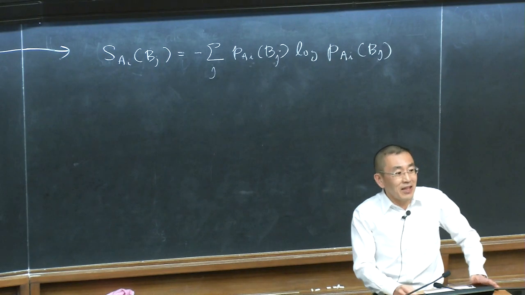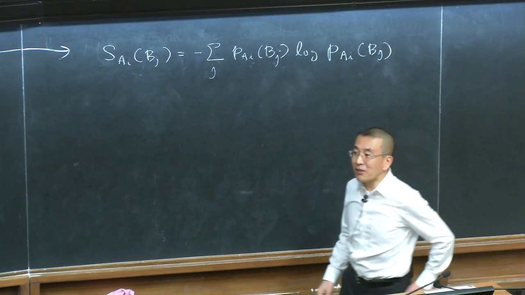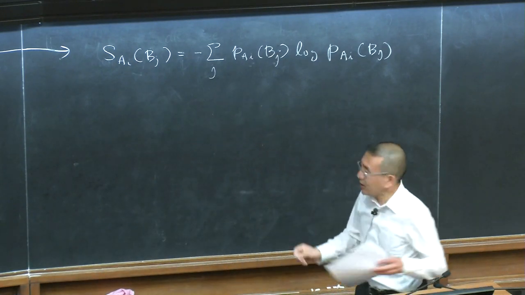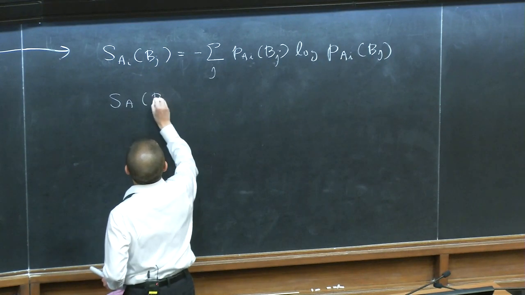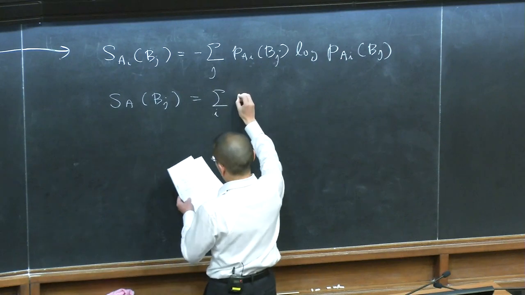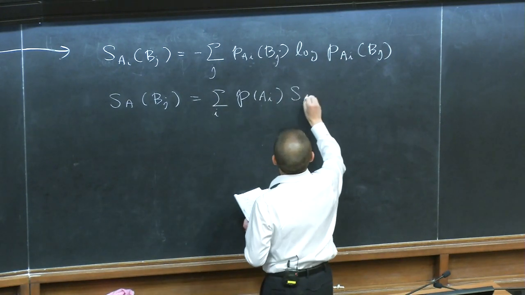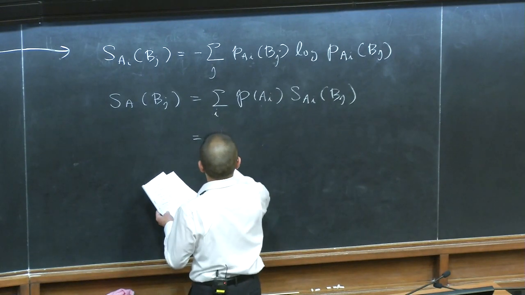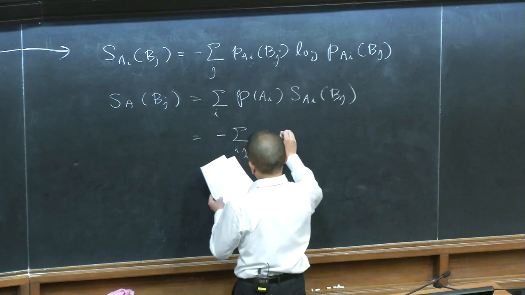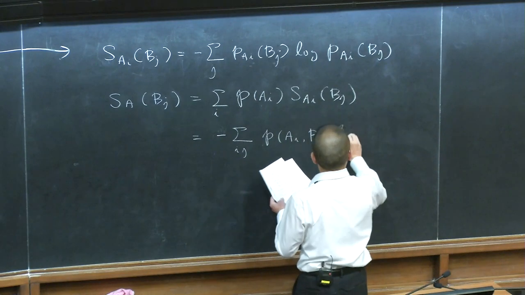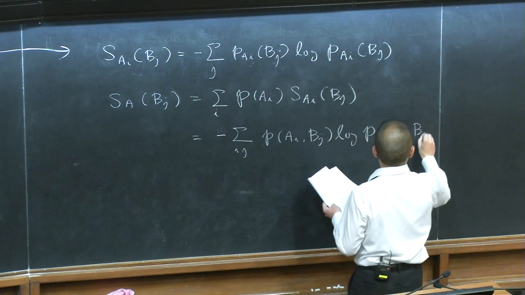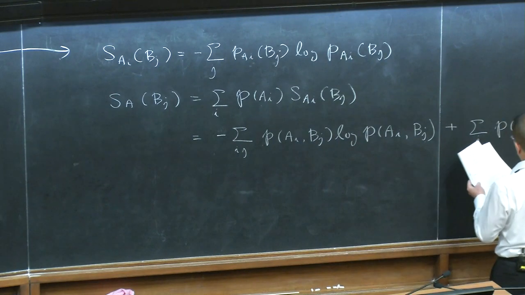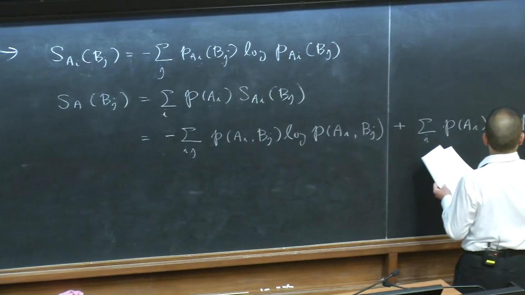Therefore, this is the amount of information you gain by knowing that B_j happened under that circumstance. But suppose you haven't done the measurement of A_i either, but you know that you are going to do the measurement. And then you want to find out how much uncertainty you have about B. That you can define by averaging this over all possible A_i. So that means that you sum over all A_i with this probability. And then it's simple algebra to show that this is given by minus sum over ij of P of A_i B_j log of P of A_i B_j, plus sum over i of P of A_i log of P of A_i. Okay?